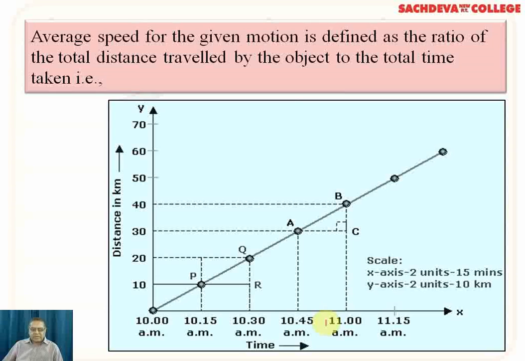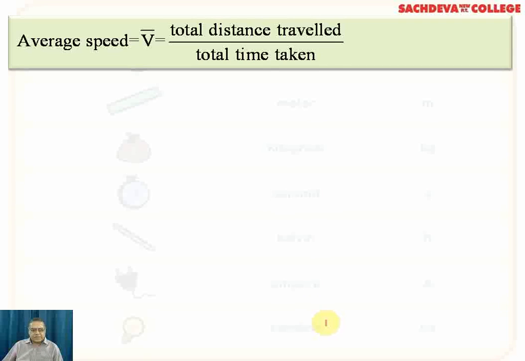The scale is given. X-axis is 2 units, 15 minutes, and y-axis 2 units, and that is 10 kilometers. Average speed will be calculated by the formula V average is equal to total distance traveled over total time. However, in this formula, distances will be sometimes more or sometimes less. Similarly, the time will be sometimes more, sometimes less.